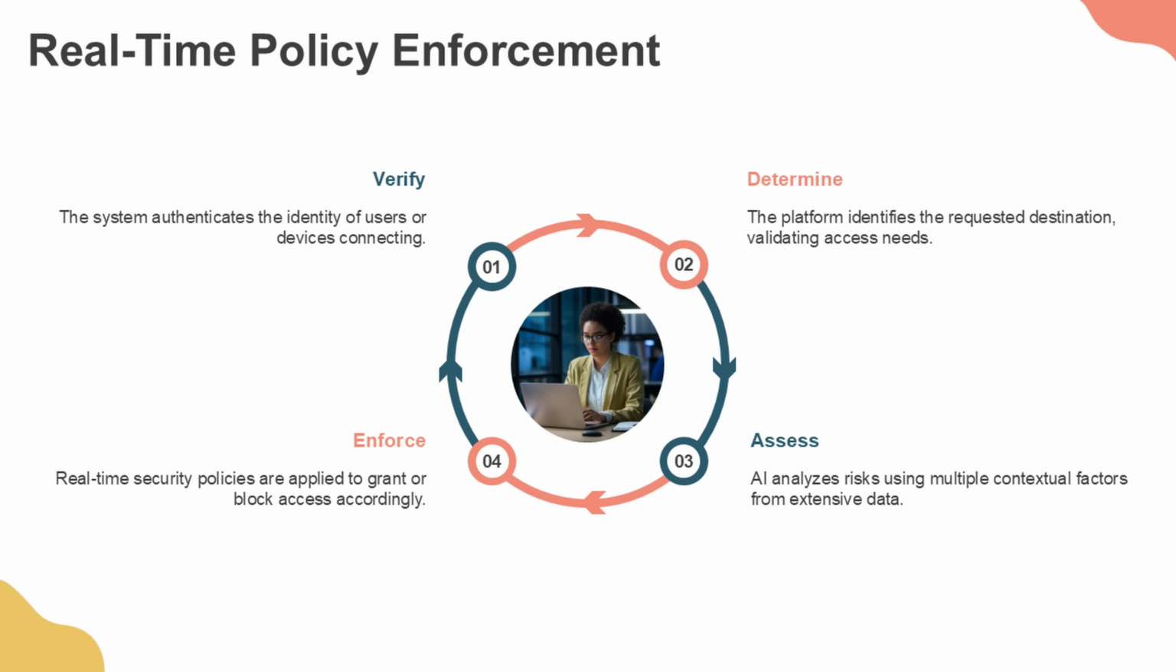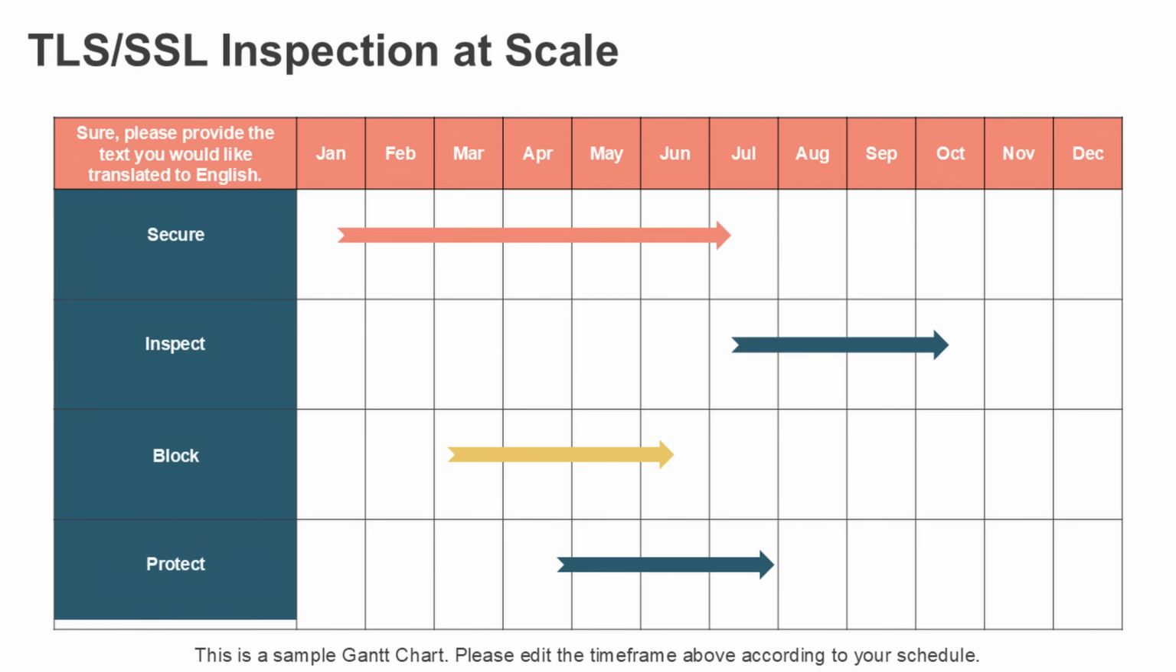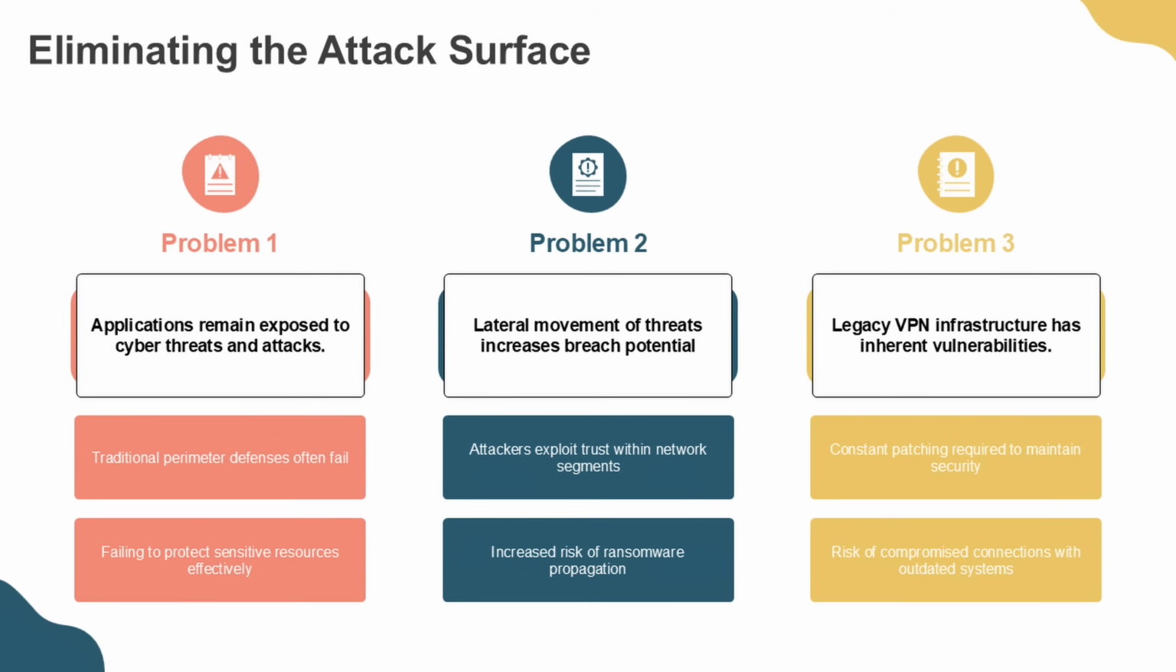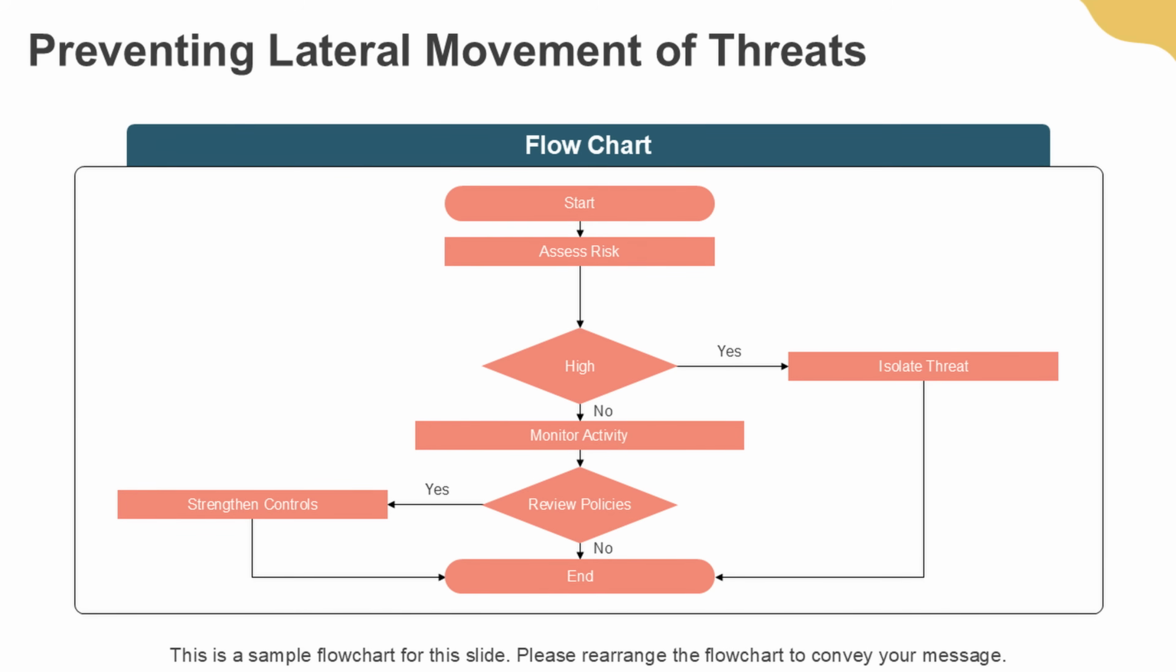Next, destination determination, as the system identifies and validates the requested destination, whether it's a web page, a SaaS application, or a private resource. Third, risk assessment, utilizing AI-powered analytics, where the platform assesses risk based on multiple contextual factors, including user behavior, device posture, and content, processing over 500 trillion signals every single day.